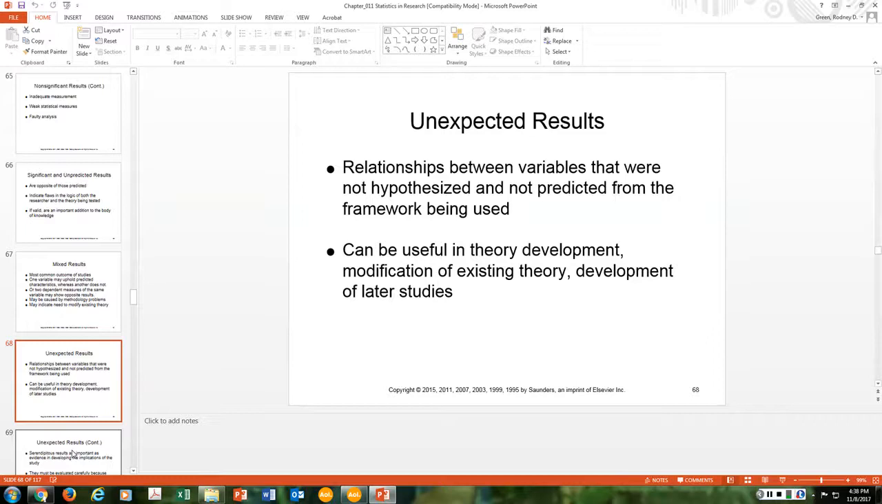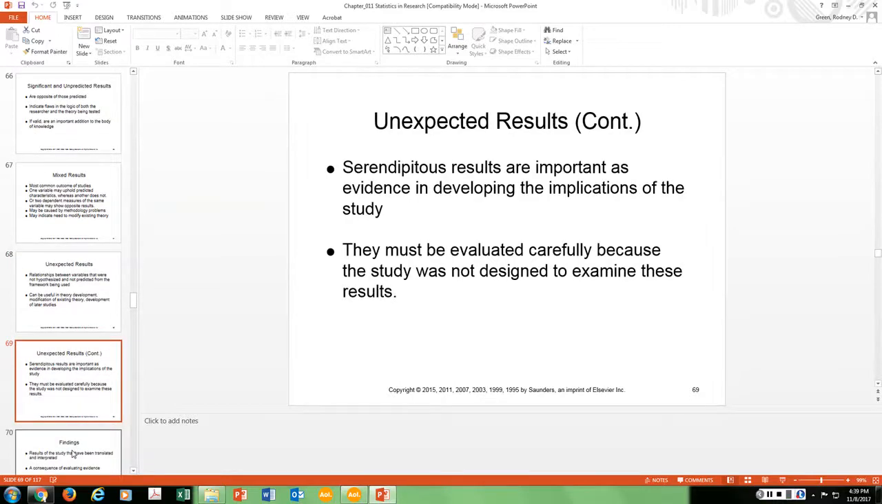Unexpected results are relationships between variables that were not hypothesized and not predicted from the framework being used. They can be useful in theory development, modification of existing theory, and development of later studies. You hear the term serendipity, serendipitous results. These are important as evidence in developing the implications of the study. They must be evaluated carefully because the study was not designed to examine these results. This is something that you found out and you really weren't looking for it.